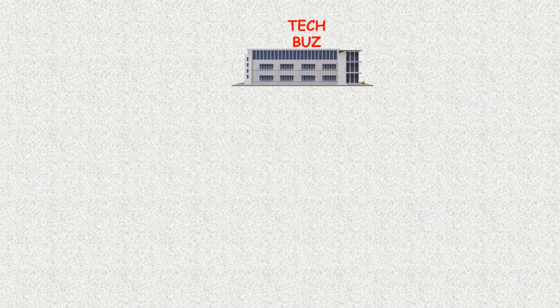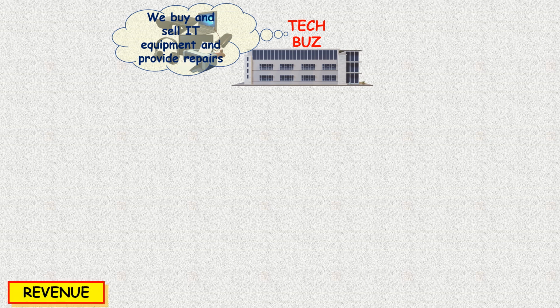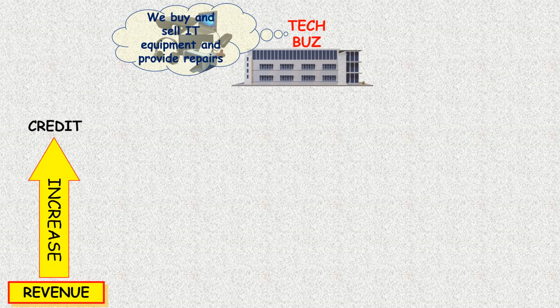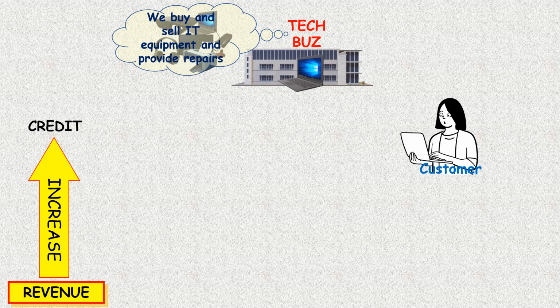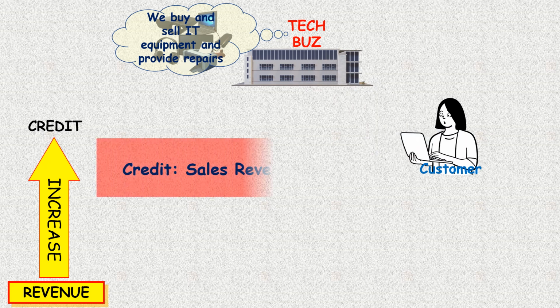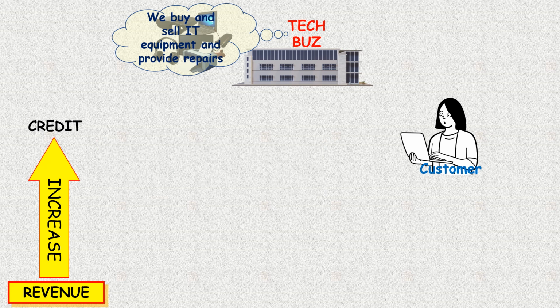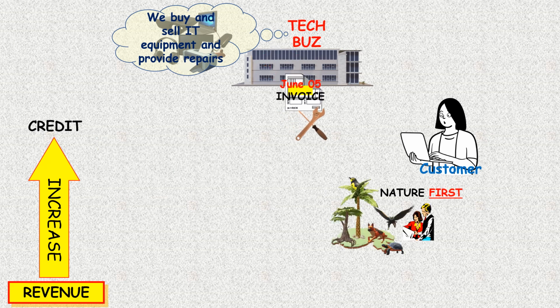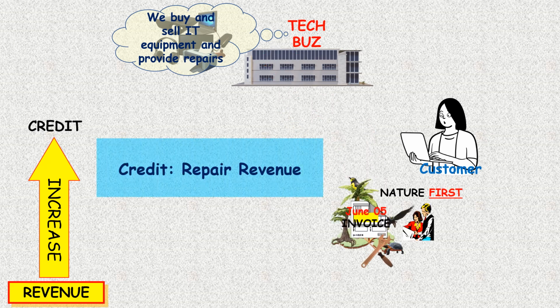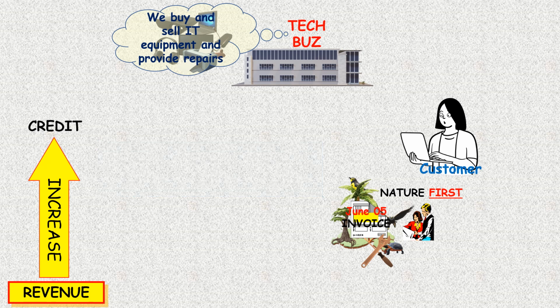Taking a look at an example for revenue. A revenue increase is credit. So when we sell something to a customer here, our sales will increase. We will credit sales revenue. Here is another example. Here we sold something to Nature First, our customer, and therefore our revenues increase. Increase in revenue is credit, and we will credit revenue.